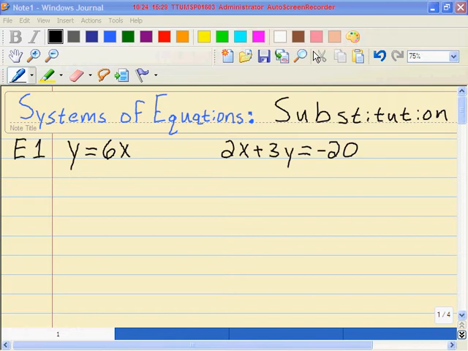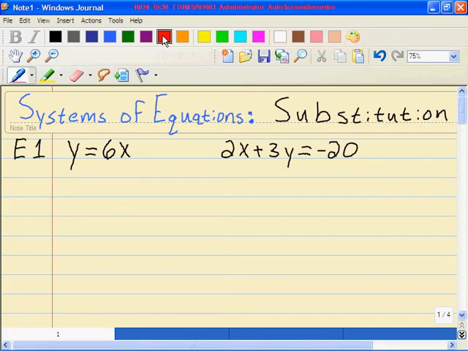The first thing you must do when solving systems of equations using the substitution method is have either equation 1 or 2 solved for x or y. Either variable is fine. In the case that we have here, we already have equation number 1 solved for y. We will take what y is equal to and sub it into the y in equation 2. So y here is equal to 6x.